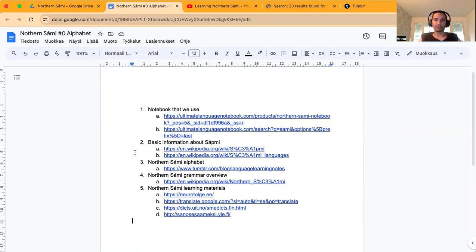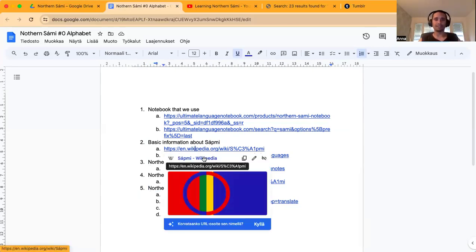So today, first, I'm going to talk a little bit about the Sámi, Sápmi, the area where the language is spoken, and then we will go through the alphabet, a really short grammar overview, and then some learning materials that I use usually when I fill in the blanks from these notebooks. So let's start from basic information about Sápmi.